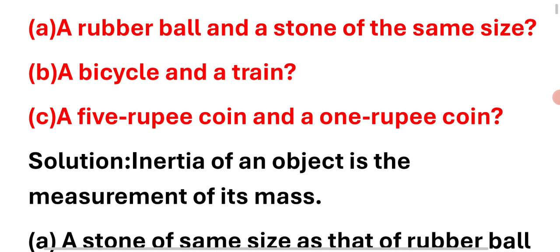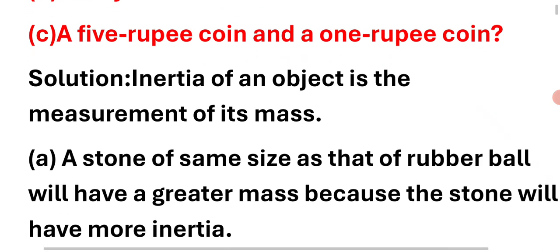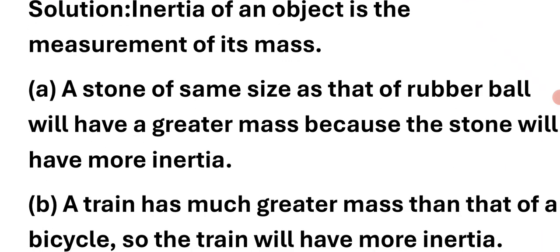Right answer: inertia of an object is the measure of its mass. First answer, a stone of the same size as the rubber ball will have a greater mass, because of that the stone will have more inertia.